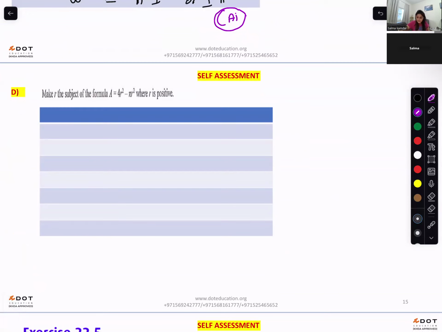You want to make R the subject and R is positive. Right? The question. Since you want to make R the subject, first what you can do is R is at both the sides. So first I will factorize. Factorize means whatever is common, remove outside. And whatever is left will come in the bracket. So your 4 is left and your pi is left.